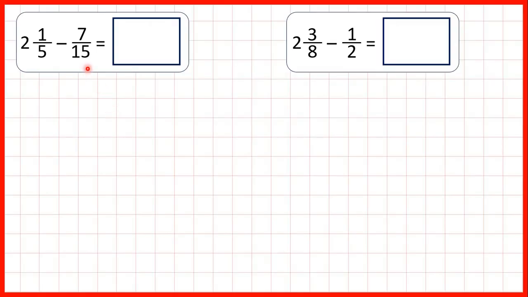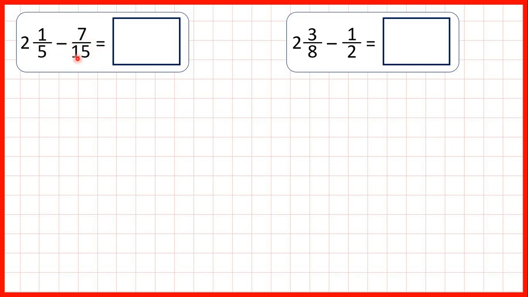So here we're subtracting a fraction from a mixed number, but this time the fraction we're subtracting is larger than the fraction in our mixed number, so we'll need to exchange with our whole number to do the subtraction. So first we have 2 1/5 minus 7/15.